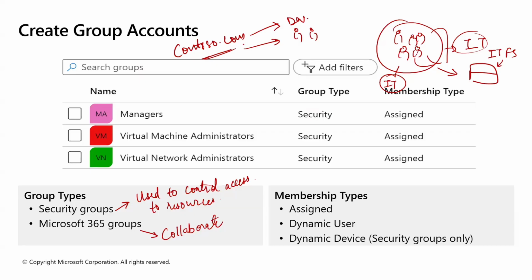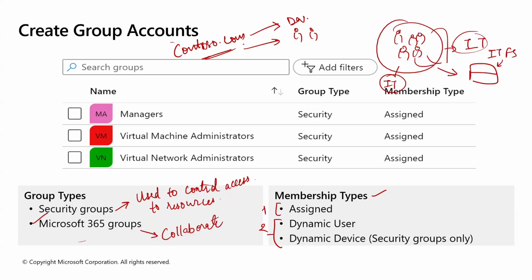So what kind of group will I go for? That is an M365 group. That is why we say that it is used for collaboration. It can include people outside the organization for collaboration. Then come membership types. There are two types of memberships basically: one is assigned, second is dynamic. So what does it mean? I'll explain in a very simple way.